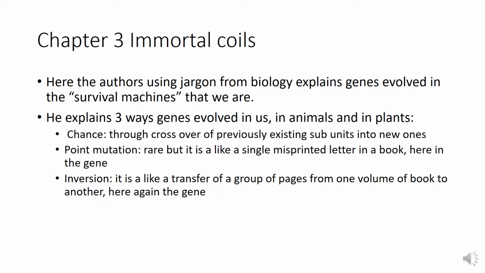Chapter 3. Immortal Coils. Here the author, using jargon from biology, explains how genes evolve in the survival machines we are. He explained 3 ways genes evolved in us, in animals, and in plants. Chance, through crossover of previously existing subunits into new ones. Point mutation, rare, but it is like a single misprinted letter in a book, here in the gene. Inversion, it is like a transfer of a group of pages from one volume of the book to another, here again the gene.